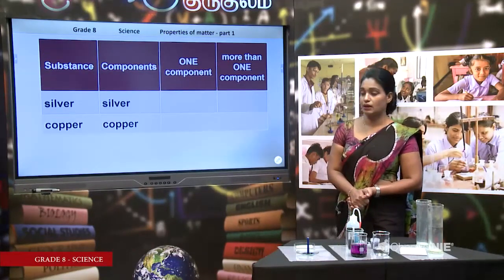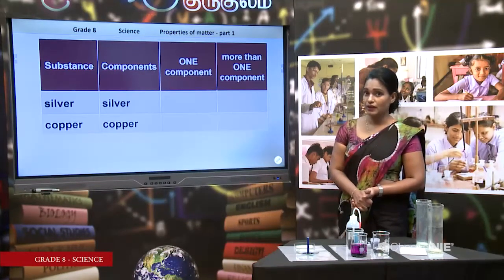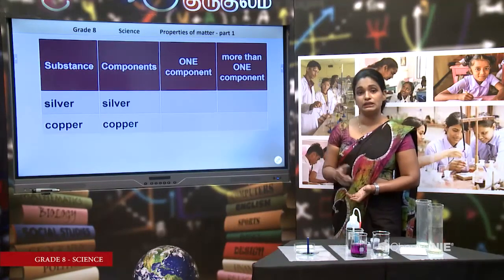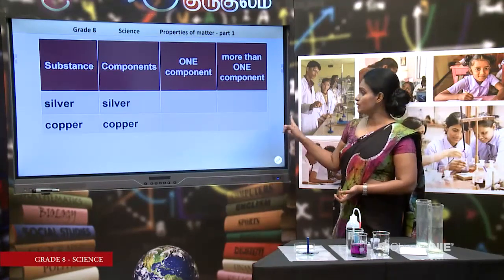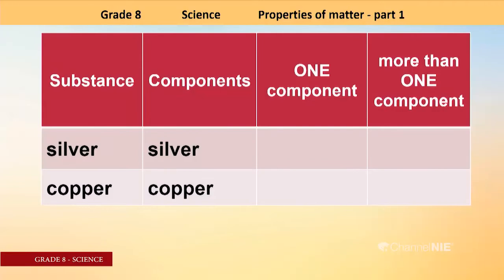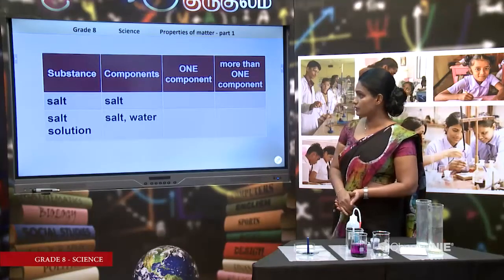Here the second example, you can see silver and copper. When we take silver, it contains only one component, silver. So, we can tell it is one component and it is a pure one. Then in the second case, copper, if copper contains only one component, that means like this. So, it is another pure component.